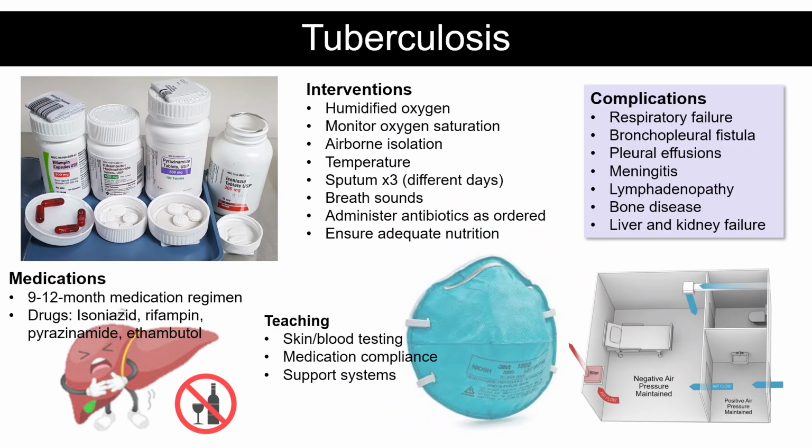So what do you do if you have tuberculosis? This is caused by a bacteria, so we treat bacteria with antibiotics. Now, what's something special about TB is that it is a long regimen of antibiotics, at least 9 months up to 12, sometimes longer. And this is daily medication of multiple different drugs. So examples of that would be isoniazid, rifampin, pyrazinamide, and ethambutol.